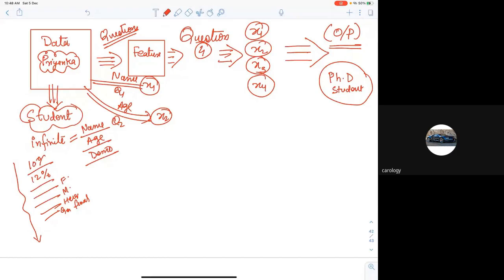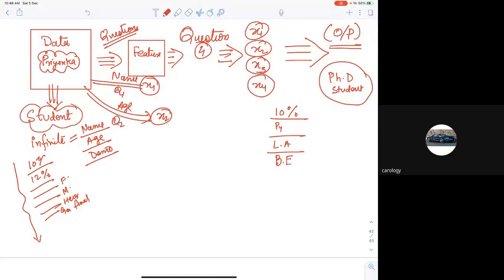Maybe I wanted to know what type of degree you have. Are you a BE, BTech, whatever? These questions are much more relevant if you are interested in a task or job like PhD student selection, yes or no. But suppose that I change my task.